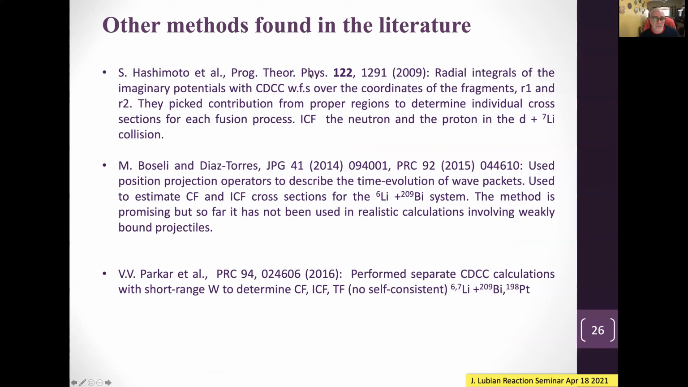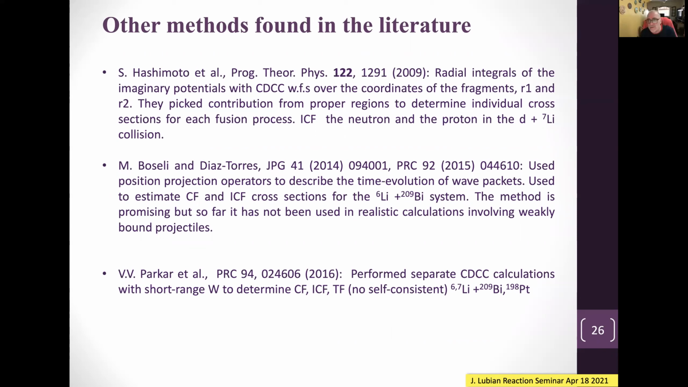They perform a CDCC calculation. As you probably know, to perform a CDCC calculation, we transform from the R1 and R2 coordinates of each fragment to the center of mass of the projectile, usually represented by capital R, and the internal coordinate of the projectile, represented by small r. After they solve this system of coupled equations, they transform back, and they calculate integrals of the absorption of each fragment to determine complete and incomplete fusion.